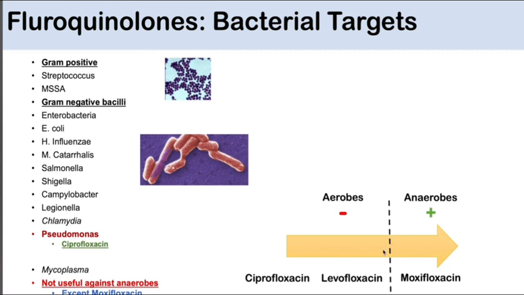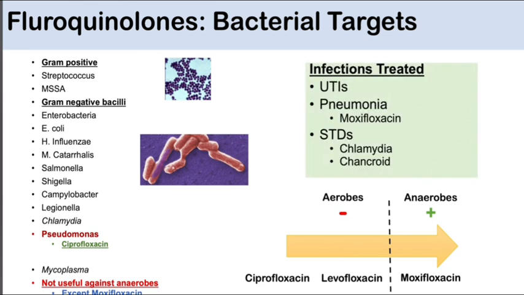So the way we can remember this is that each generation adds on to the previous generation. The activity against gram-negatives is maintained as we go to later generations. So moxifloxacin has similar activity against gram-negatives and aerobes as ciprofloxacin and levofloxacin, but it also has additional activity against anaerobes and gram-positives. As we move along the generations, they gain additional activity, but they don't lose their previous activity. I hope that makes sense.